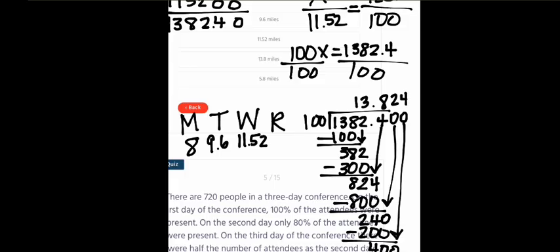100 goes into 400 4 times. 400. We don't have a 0 left over. We are finally done with this division problem. And that gives me 13.824 miles. It doesn't say 13.824, but it does say 13.8. And that is our correct answer.